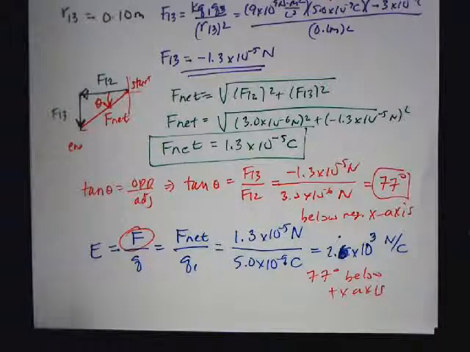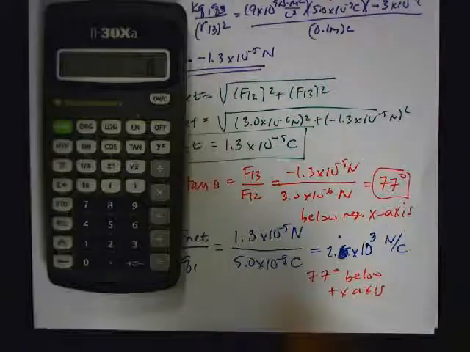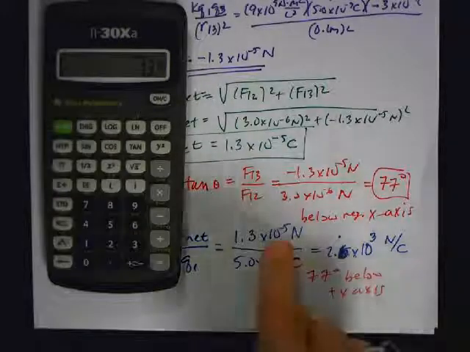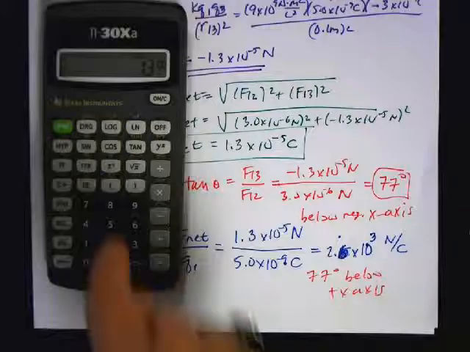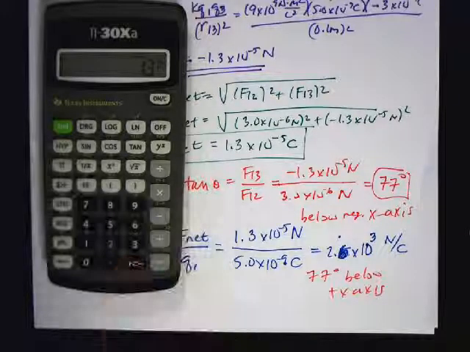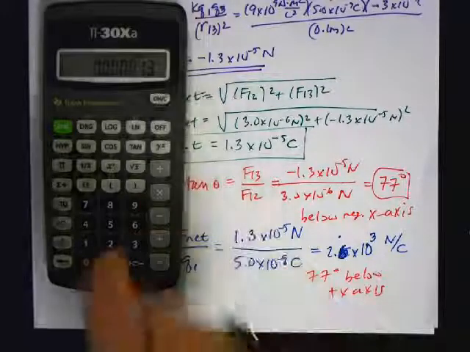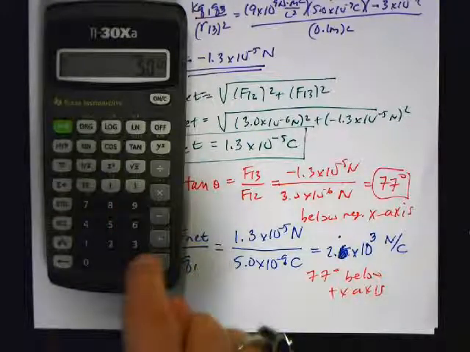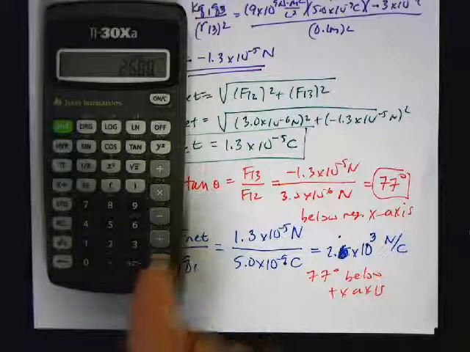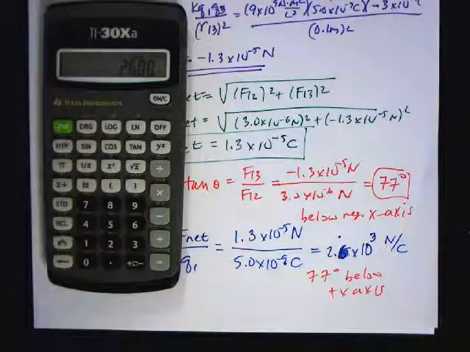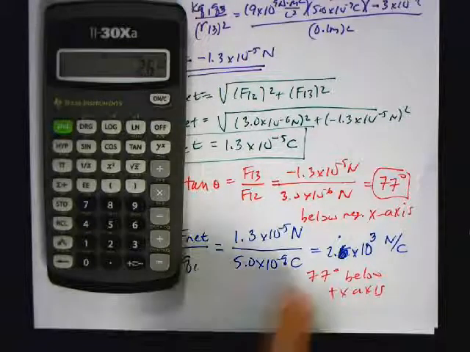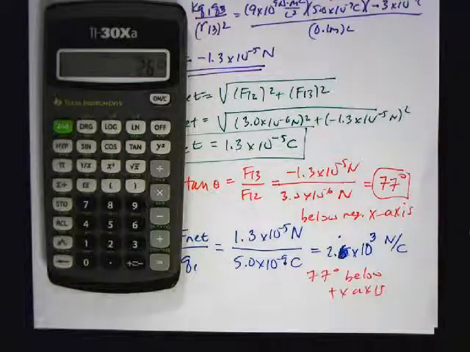So let's just go through the steps one more time. 1.3, then I press my EE button. This is negative 5, so when I hit 5, then I have to make it negative. Divided by 5 EE 9, and then equals. And then I press second 5 for correct scientific notation. So 2.6 times 10 to the third power. And that's it. That's this whole problem. Then we're done.